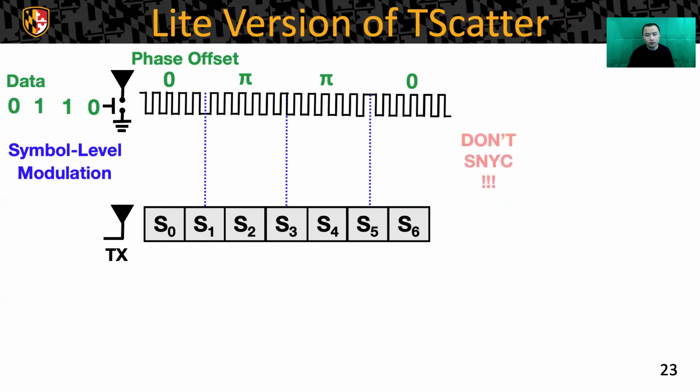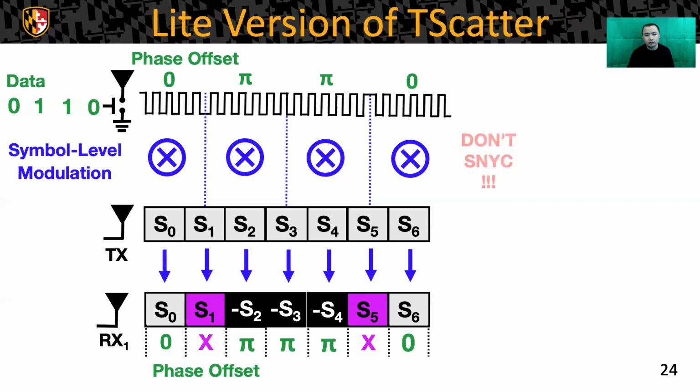So we can also use symbol level modulation to make the phase offset on the pilot different from that on other subcarriers. This is very simple. Don't synchronize the square waves with the symbol streams. After the modulation, the backscatter symbols on the receiver side are like this. The symbols S0 and S6 are modulated by the square waves with a phase of 0, so they may remain the same on the receiver side.